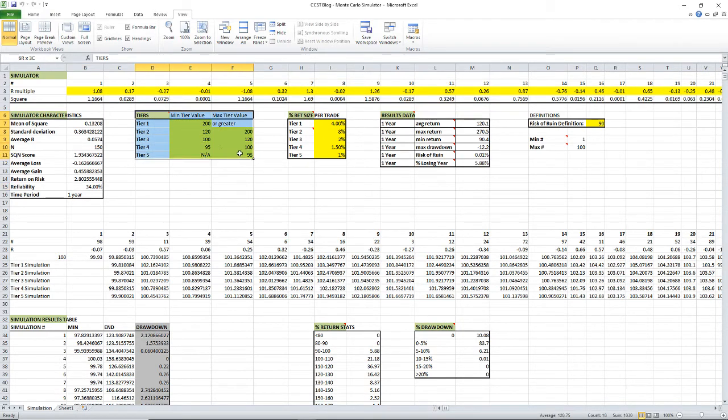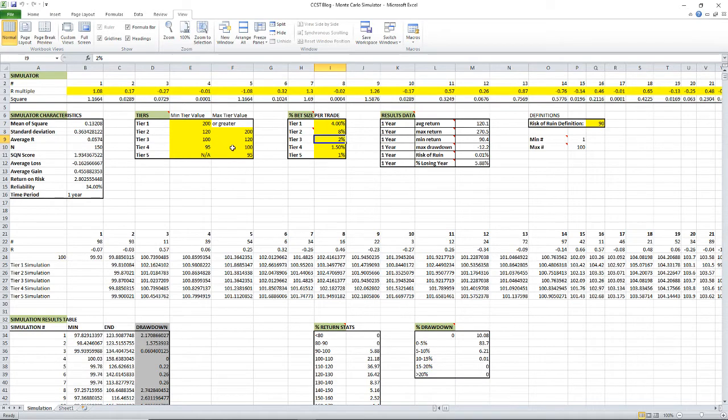Once again, I've discussed this in a previous post, but these are the tiers that I use. I use a tiering system for my position sizing strategies. Essentially what it's saying is that if you imagine I start off with $100, let's say, or 100, then anywhere from 100 to 120, I will be in tier 3. And in tier 3, I will bet 2% of my capital per trade.